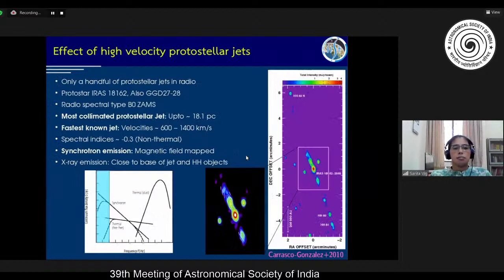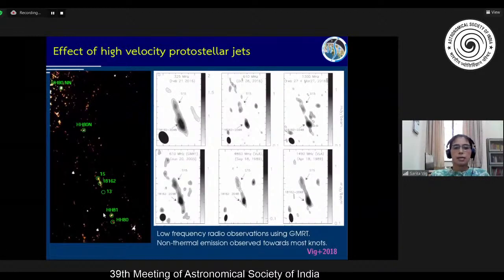This is the same protostellar jet, but if one looked at the radio spectral indices, it was found that the spectral indices are of the order of -0.3. Another way to confirm the presence of synchrotron emission is to go to even lower radio frequencies and see if we get more negative spectral indices, which is what we had done. This is the same jet. It is a very large jet, approximately 20 parsec.